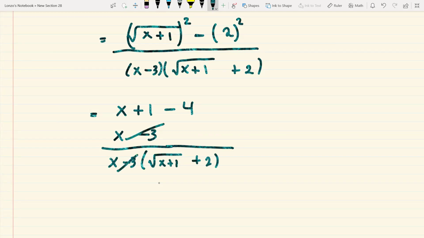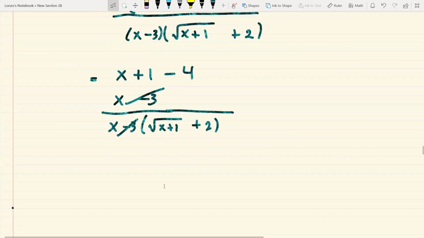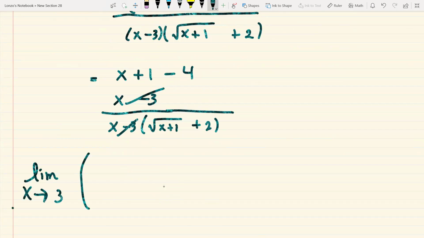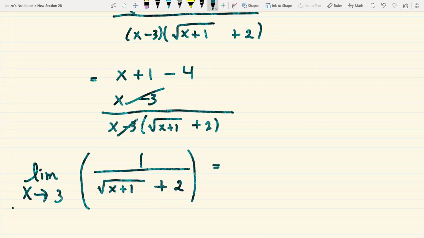The x minus 3 cancels. So you can rewrite your problem as the limit as x approaches 3 of our newer equation. So your newer equation, x minus 3 cancel, you're left with 1 over square root of x plus 1 plus 2. Okay, now go ahead and plug in your x value into your new function.